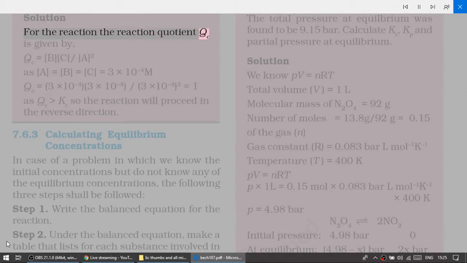Solution for the reaction: the reaction quotient Qc is given by Qc = [PCl3][Cl2]/[PCl5]. As the concentrations of PCl3 and Cl2 are each 3 × 10^-4, Qc = (3 × 10^-4)(3 × 10^-4)/(3 × 10^-4)... is less than Kc, so the reaction will proceed in the reverse direction. Calculating equilibrium concentrations in case of a problem in which we know the initial concentrations but do not know any of the equilibrium concentrations. The following steps.